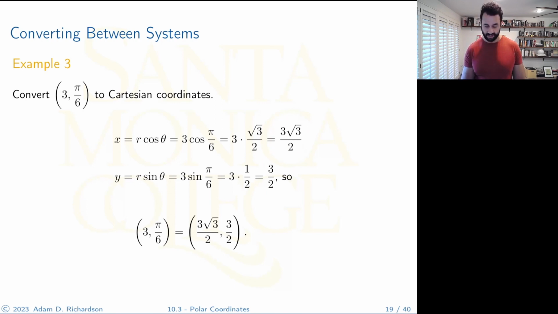Same thing with y. Plug in r, plug in theta. Sine of pi over 6 is 1/2. Simplifying gives us 3/2. And so that means that this point, written in polar form, is equal to this point, written in Cartesian form. Those 2 points are the same point, they're equal.